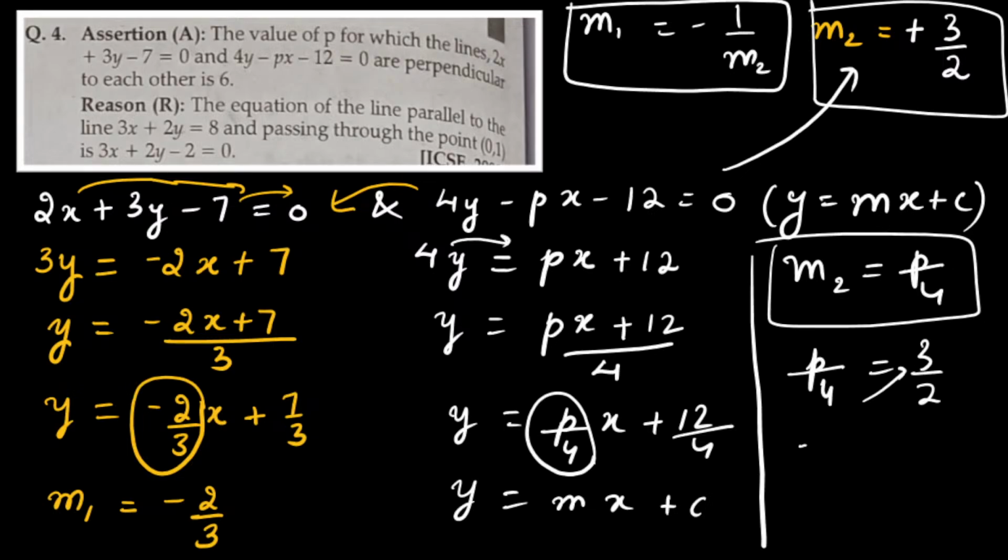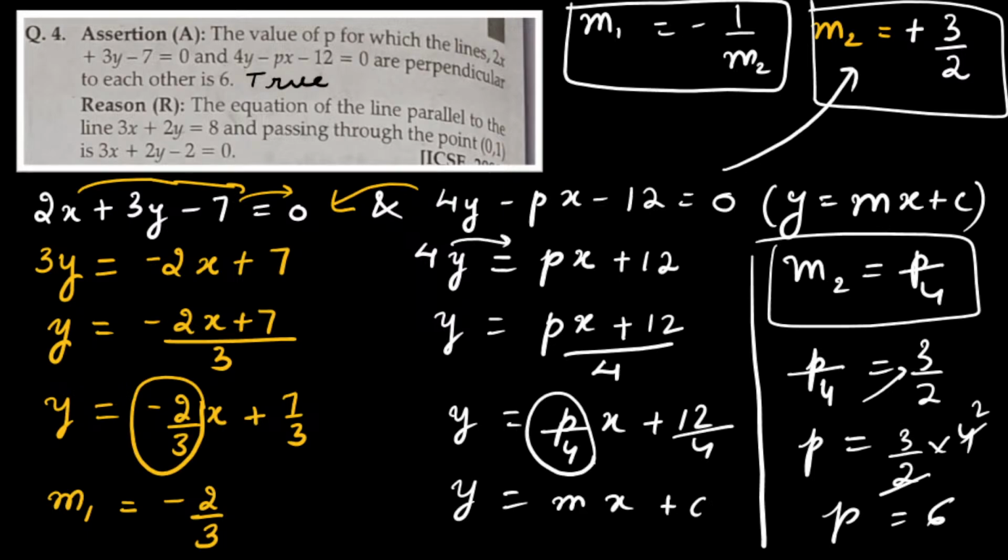This 4, if I shift it to the other side, gets multiplied. So 2 into 1, 2 into 2 gives P equals 6. P equals 6, the same thing which they have also given to us. They have given P's value as 6. So that means this is true.